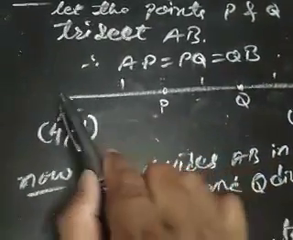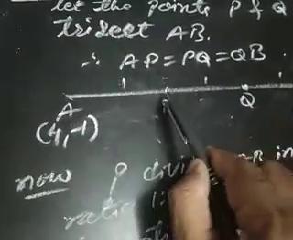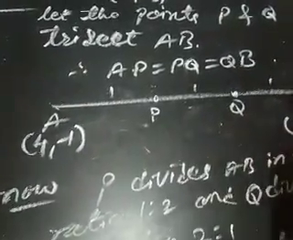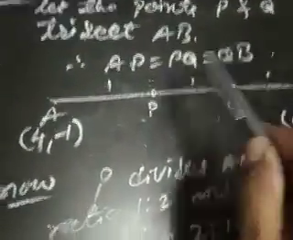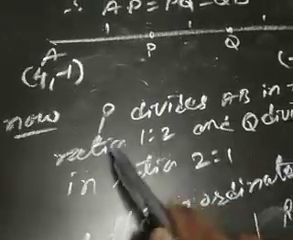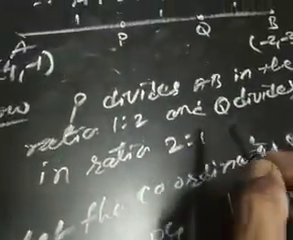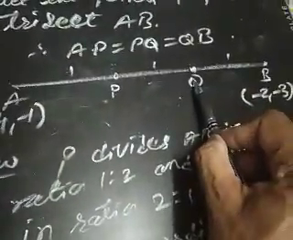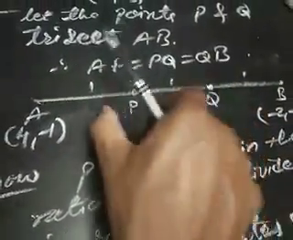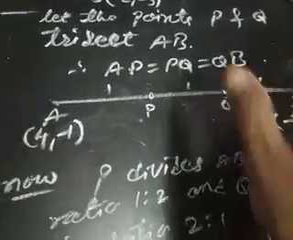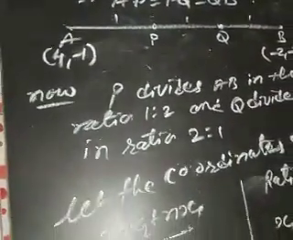So here from A to P there is 1, and from P to B there is 2. That's why our ratio is 1 proportional 2. And Q divides AB in the ratio 2 proportional 1. Now Q we take, so before Q there are 2 parts, so 2 proportional 1. Like that we decide the ratio.